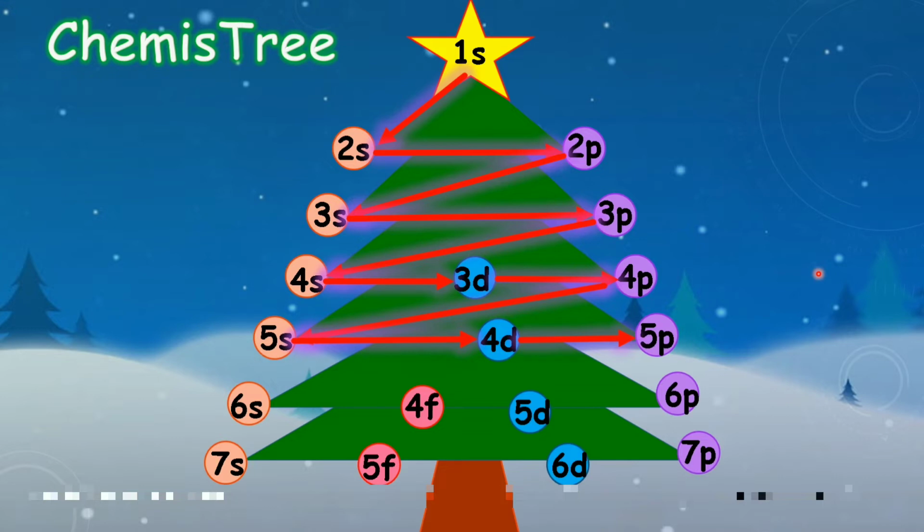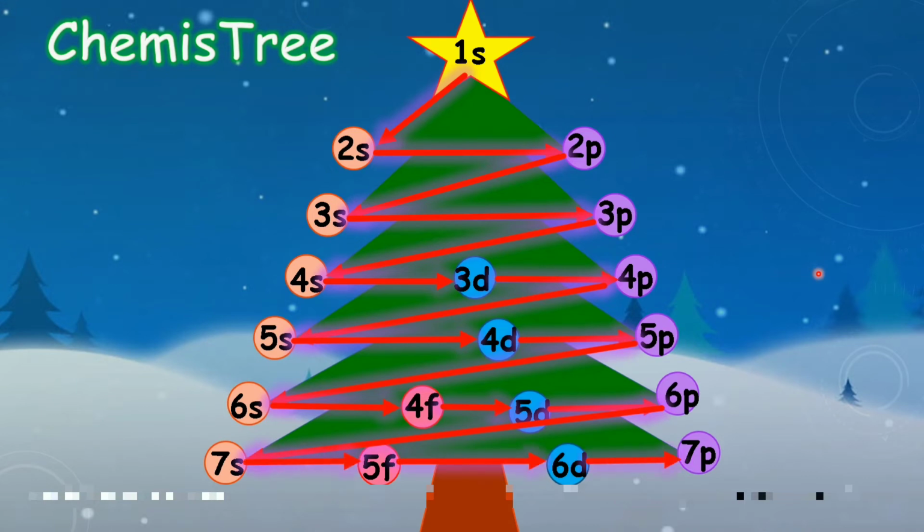After 5P, go back to the left side again, we have 6S. After 6S, go to the right, 4F, 5D, and 6P. After 6P, go back to the left side ulit. We have 7S, going to the right side, 5F, 6D, and 7P. And that's all how we write the electron configuration using this chemistry. This will be your guide, no? Kung ano yung pagkakasunod-sunod nitong mga sublevels na to. Okay? Let us have an example here.